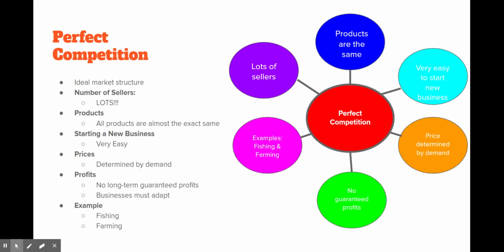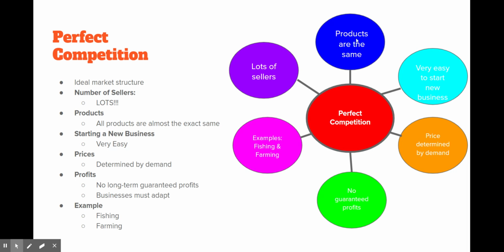So let's start with our first one, which is perfect competition. And this is the ideal market structure. If we had this, businesses and consumers would have peak efficiency, and this would be the best type of market structure to have. First off, what you need to know is there are a lot of sellers in perfect competition. In fact, there could be an infinite number of sellers. It could go on and on and on.